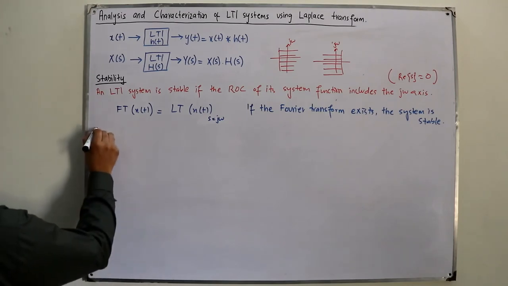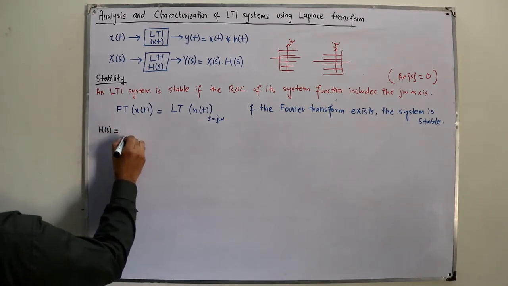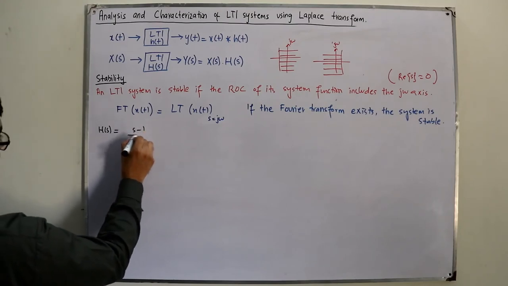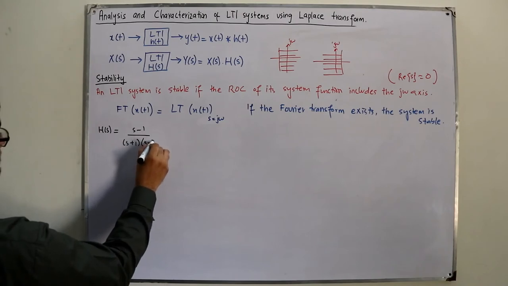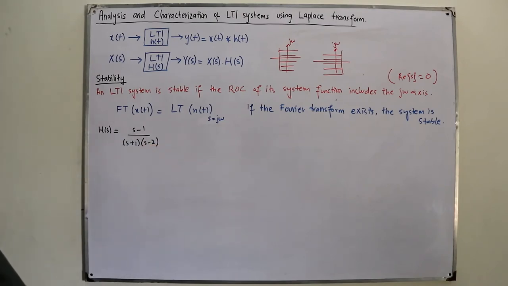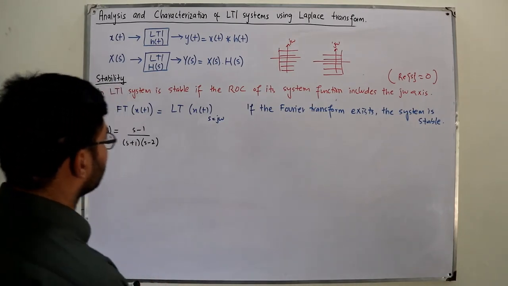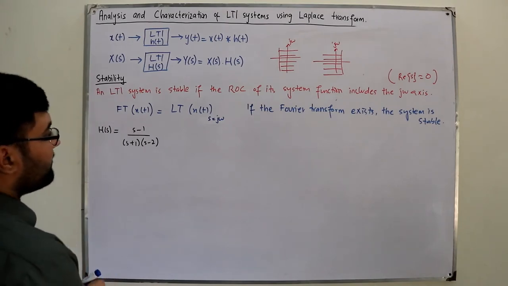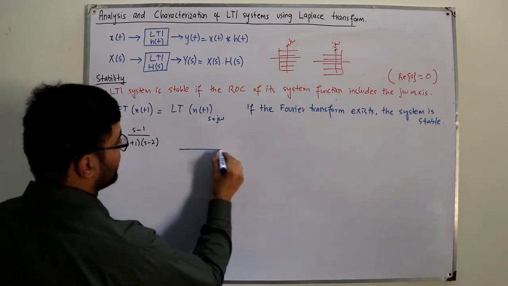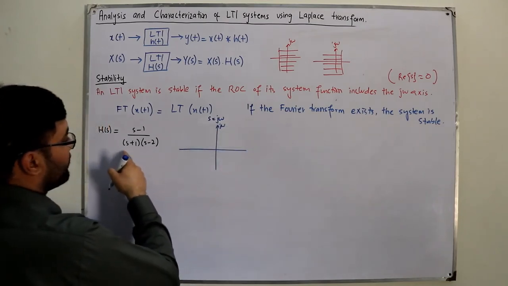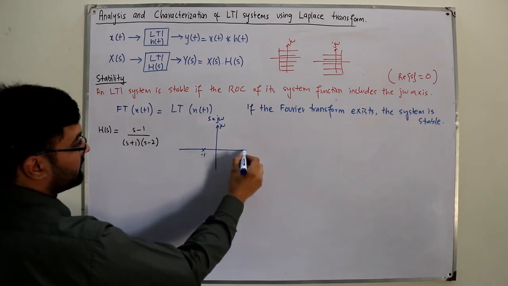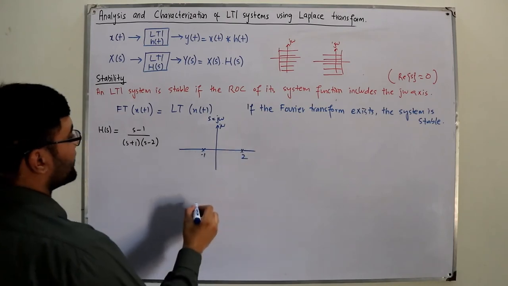If H of s is s minus 1 upon s plus 1 into s minus 2, the ROC is not known. So we know very well what could be the cases. First, I draw the pole zero plot. This is j omega. One is at negative 1. The other is at a positive 2, right?